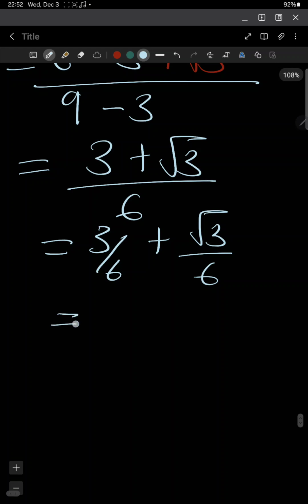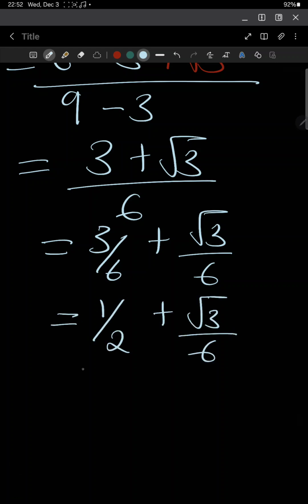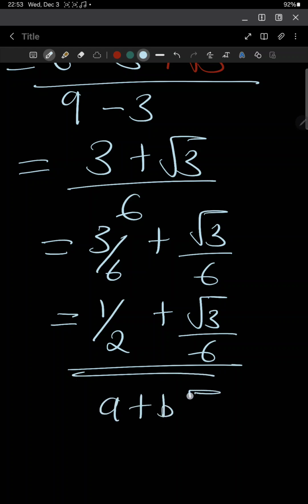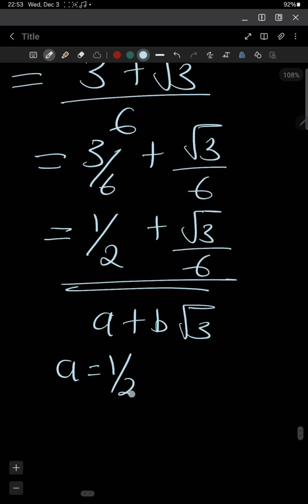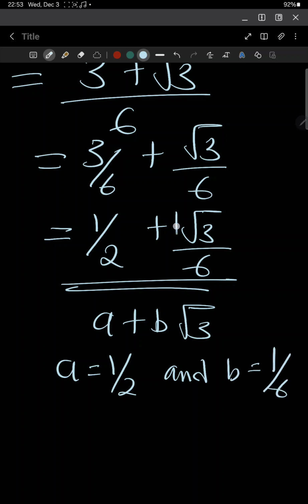Evaluating it, to be 1 over 2 plus square root of 3 over 6. Means that this is our final answer. We have expressed it in the form of a plus b square root of 3. Meaning that our a is 1 over 2 and our b is 1 over 6. The coefficient here, it is 1. But you can't show it because this is 1. So the coefficient there, it is 1, like that. So this is the way we can find it.